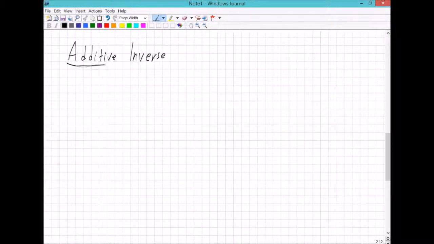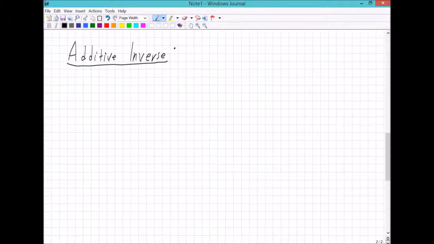So what is an additive inverse? Well, an inverse is something that undoes something else. The inverse of turning something on would be turning it off. The inverse of closing a door would be opening a door. And the inverse of a baked potato would be, I don't know. I guess not everything has an inverse, but oh well.